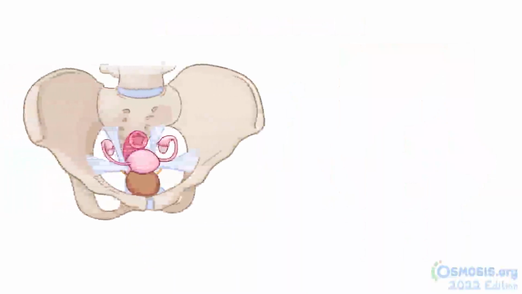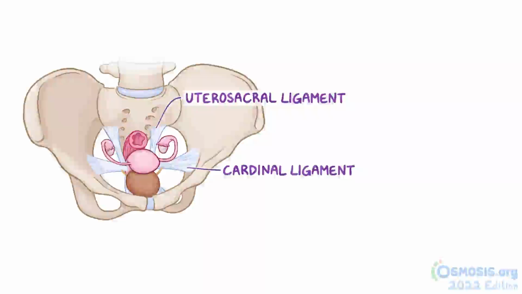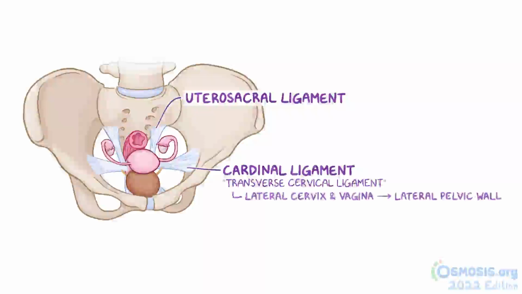Now, the ligaments that attach to the lateral surface of the uterus include the cardinal and uterosacral ligaments. The cardinal ligament, also called the transverse cervical ligament, extends from the lateral surfaces of the cervix and the vagina to the lateral pelvic walls. The uterosacral ligaments extend superiorly and posteriorly from the sides of the cervix to the middle of the sacrum.